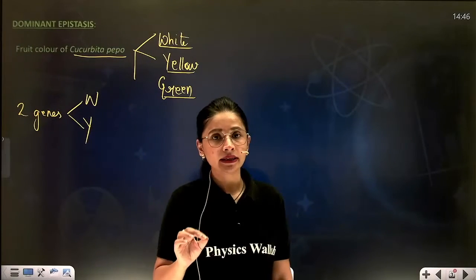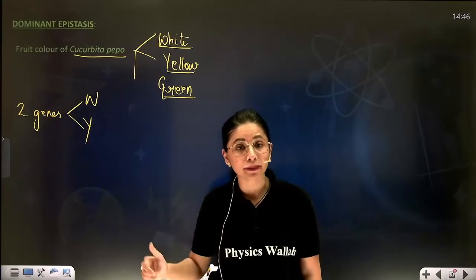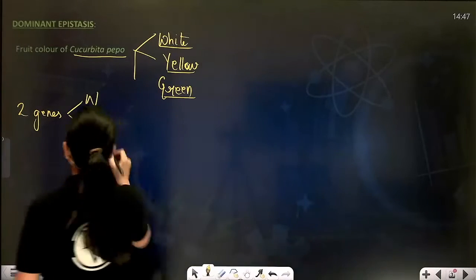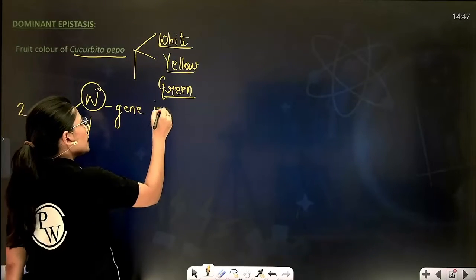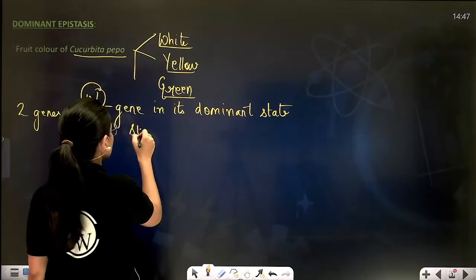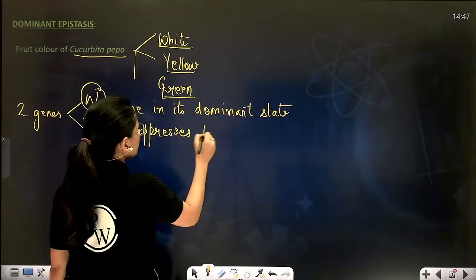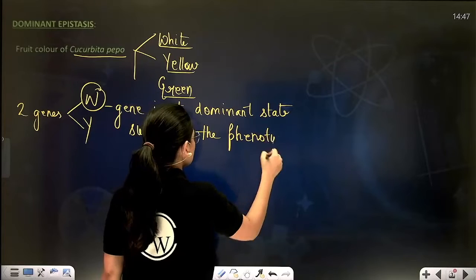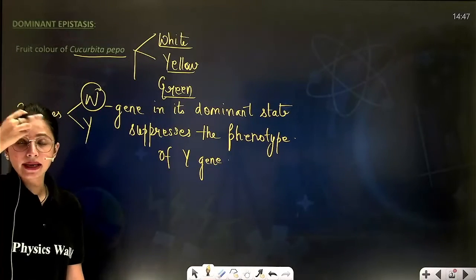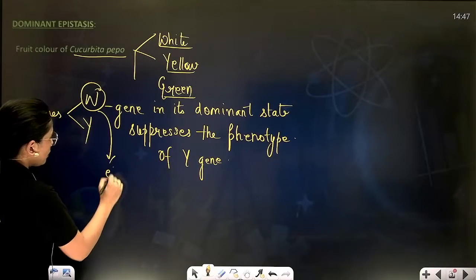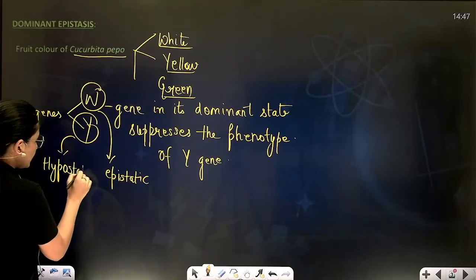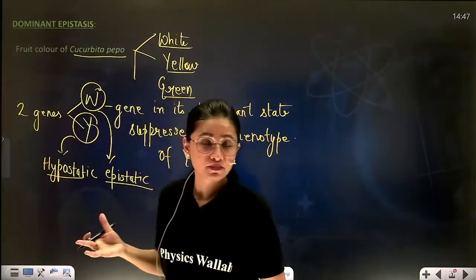That means one gene in its dominant state will be epistatic and will suppress the effect of another gene, be it present in dominant state or in recessive state. So over here beta, this W gene in its dominant state suppresses the phenotype of Y gene. Correct? Yes or no? Now beta, W is the epistatic gene, whereas Y is the hypostatic gene. Clear?